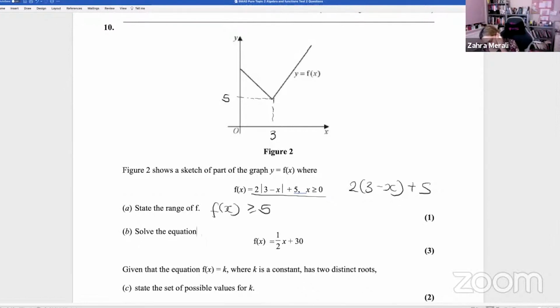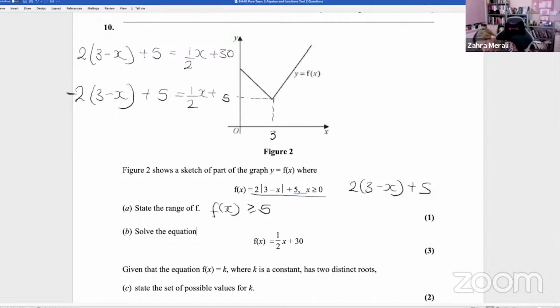And now we want to make it equal to a half x plus 30. So we're going to say 2, 3 minus x plus 5 equals a half x plus 30. Or this bit is negative, so I'll put minus in front.